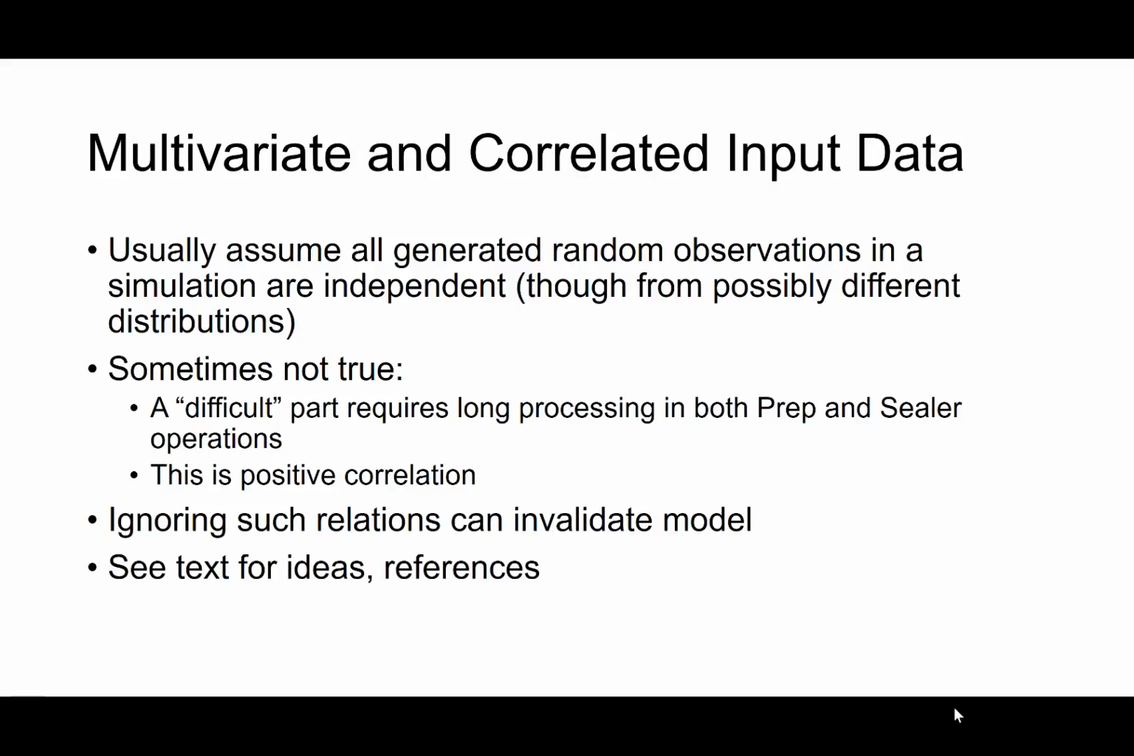Multivariate and correlated input data. We usually assume all generated random observations in a simulation are independent. That's usually a fair assumption, but not always the case. For example, a difficult part might require long processing in both the prep and sealer operations. It's possible that you might get one bad part that goes through and is difficult at all stations. In this particular case, there's a correlation. Ignoring this can give you an invalid model, because if it's a bottleneck at the very beginning, creates a bottleneck behind it, and is a bottleneck again further up, that's a different behavior than if those potential bottlenecking factors were random across all different parts.